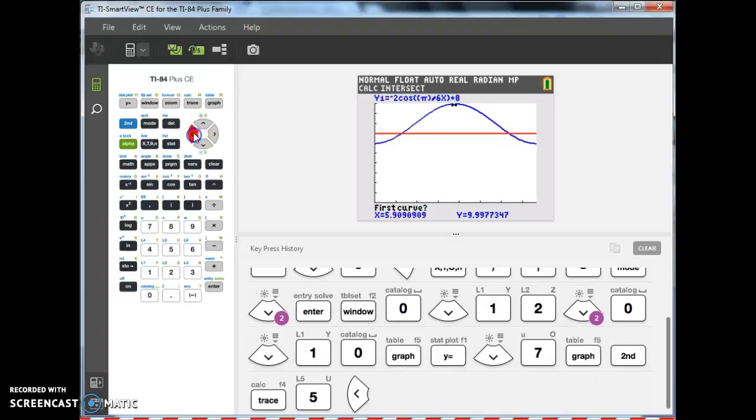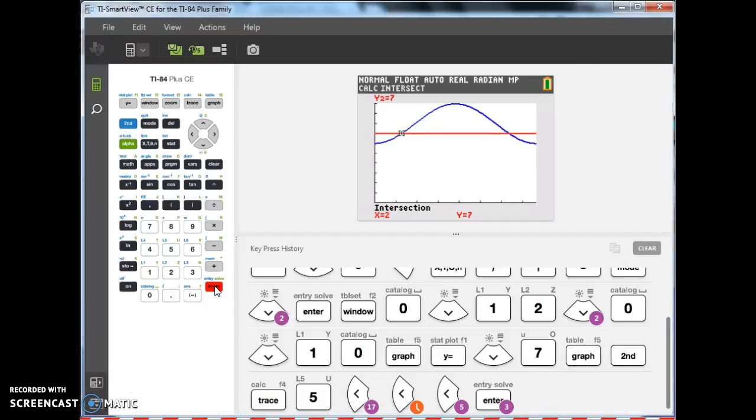You want to put that little blinking X on one of the points of intersection, as close as you can come. It'll say first curve, you hit your enter button. It'll say second curve at the bottom, hit enter again. And then your guess, enter a third time. And you'll see x is equal to 2.